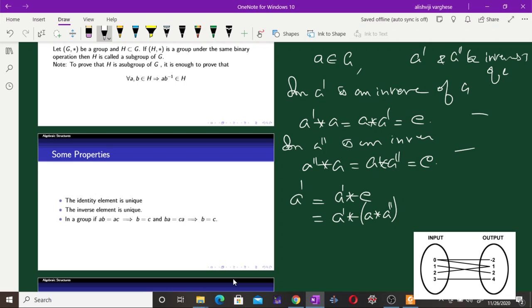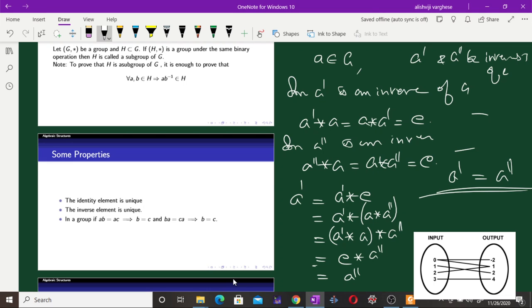Now we know that since it is a group, it has the associative property. So it is A dash star A star A2 dash, that's equal to E star A2 dash, and that's equal to A2 dash. So what we get is A dash is equal to A2 dash. So if any element in G has an inverse, then they are the same. The inverse of an element is unique.